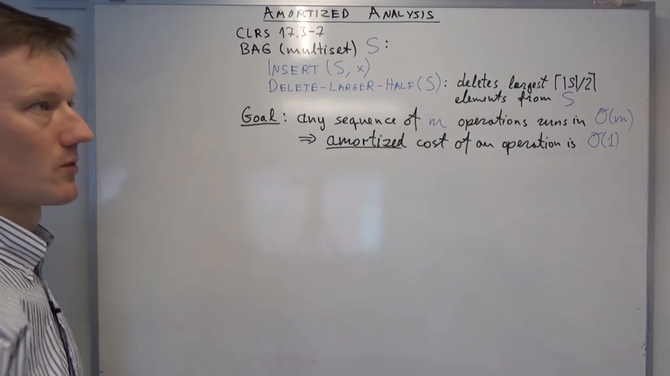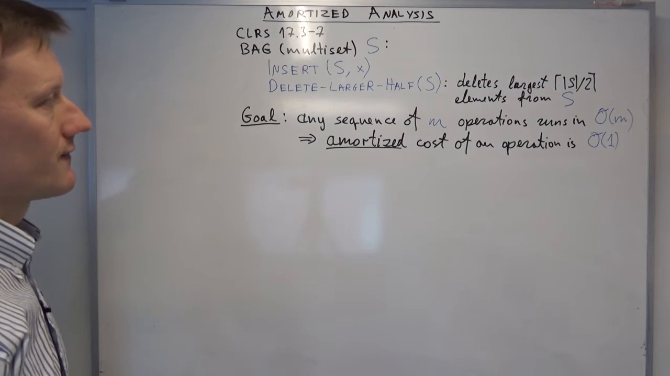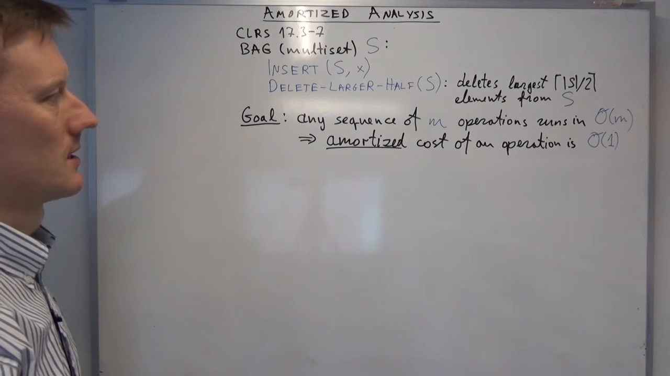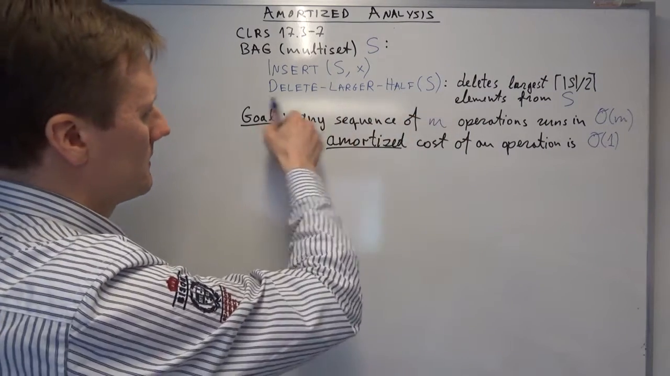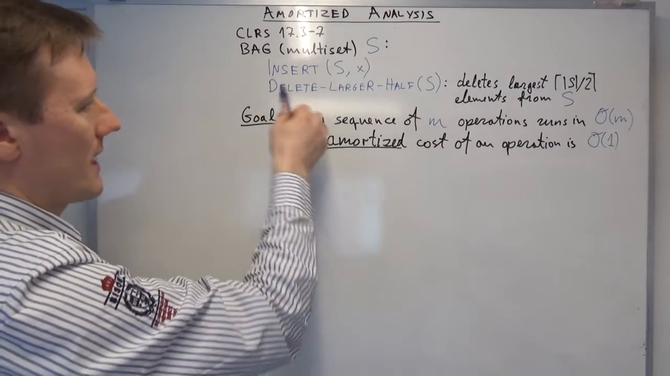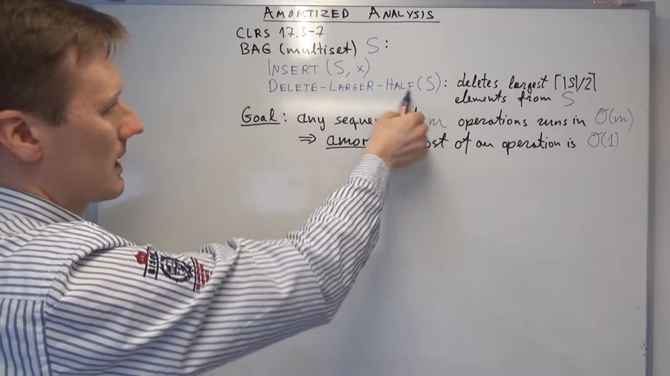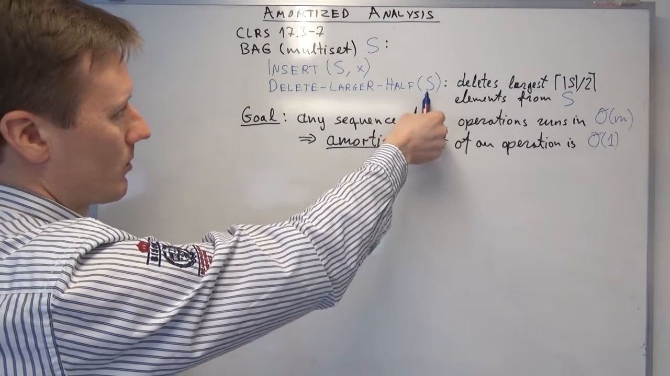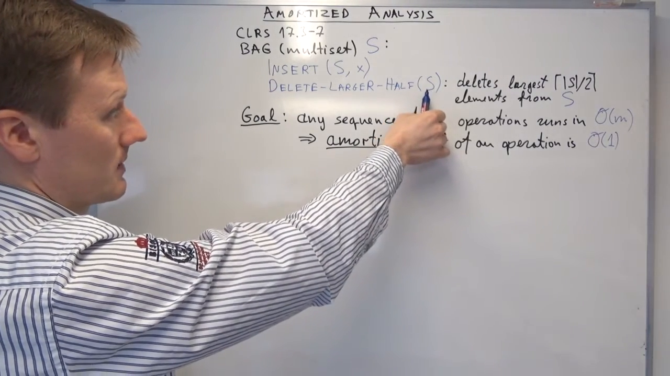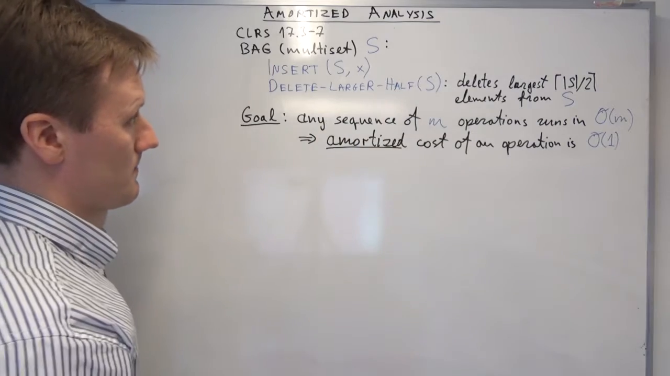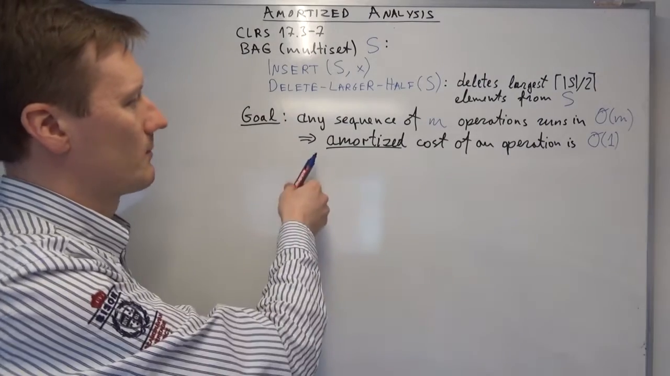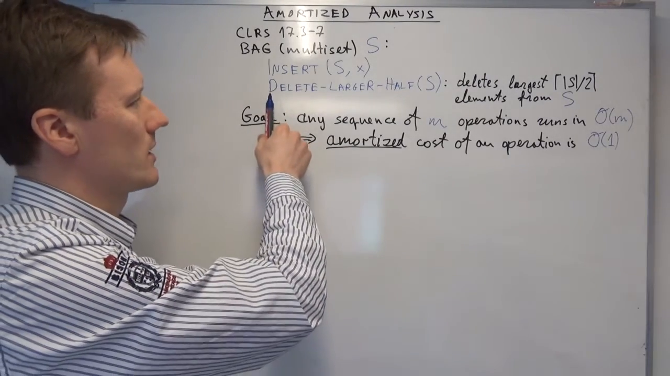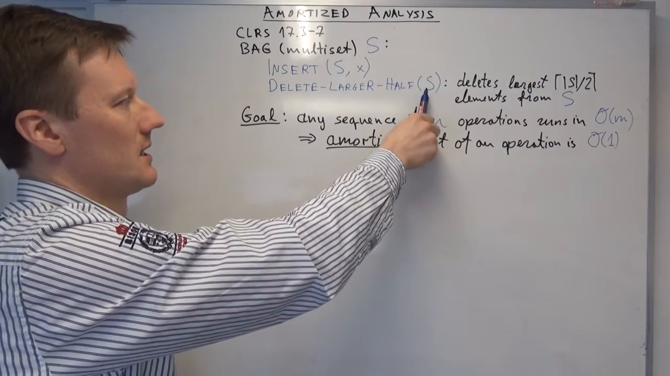The exercise formulation at the end of lecture 5 gives some hints about what we want to do. First, it says that to achieve that, you want to implement the delete larger half operation so that it runs in linear time with respect to the size of S. So first, let's look at how we can do the amortized analysis, assuming that we can implement delete larger half in linear time.